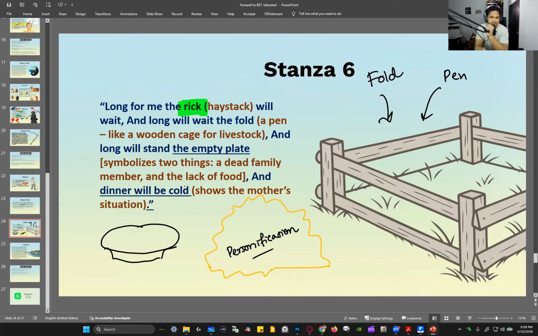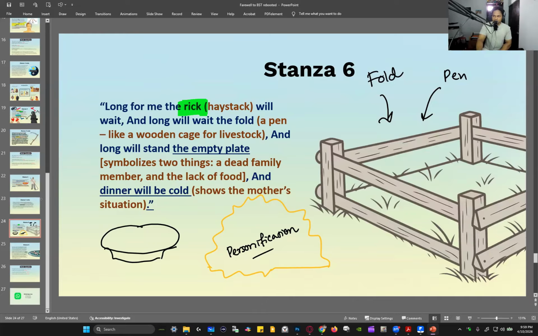What does the empty plate symbolize? It symbolizes starvation. It symbolizes struggle. The mother has lost both of her sons, so how will the mother be able to feed herself?